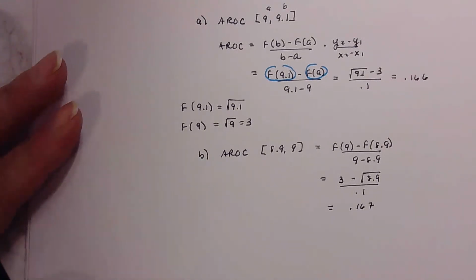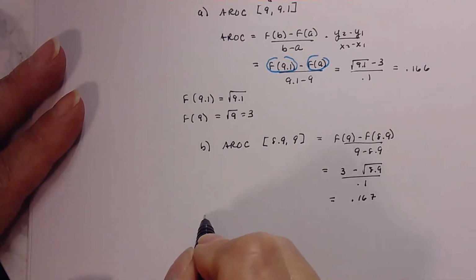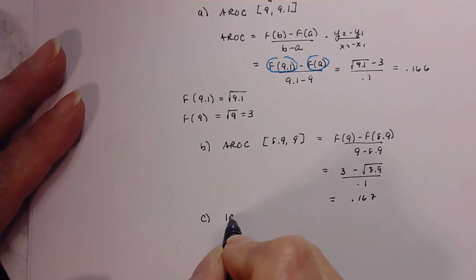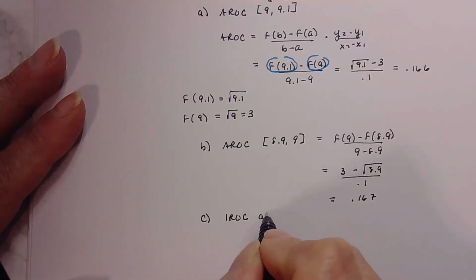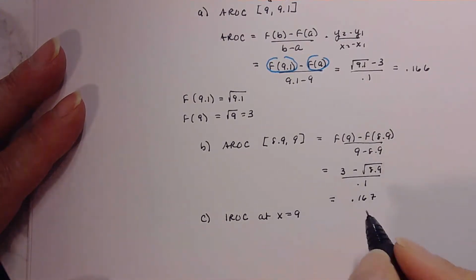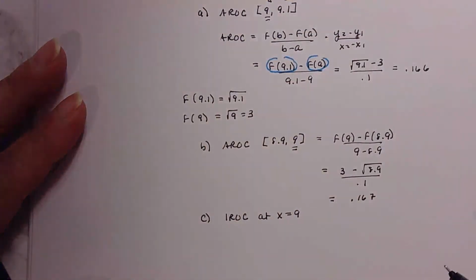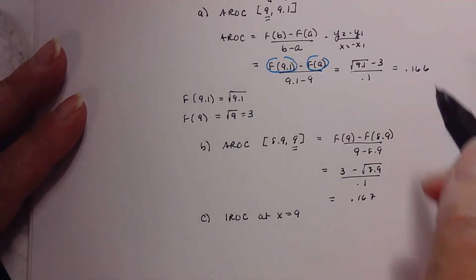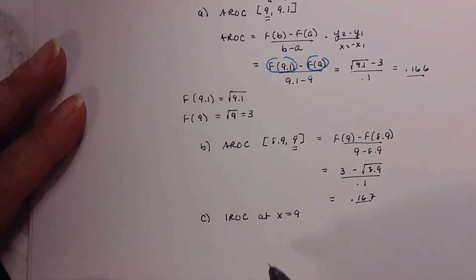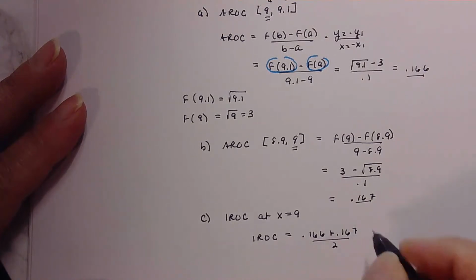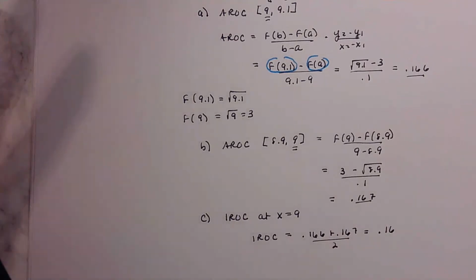But anyway, in part C, we want to estimate the instantaneous rate of change at x equals 9. So I have a 9 here as a right endpoint. I have a 9 here as a left endpoint. And I've got some values here that I computed for just this reason. So I'd say the instantaneous rate of change is about 0.166 plus 0.167 divided by 2. And we get 0.16. I think it was 0.167.